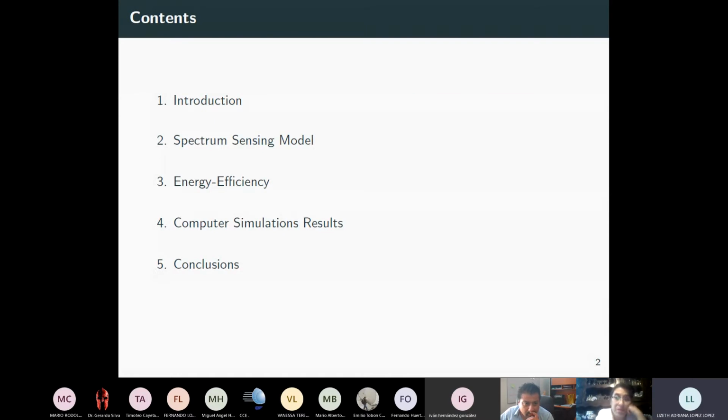and then I'm going to describe the spectrum sensing model that we are considering in this work, and then I'm going to talk about the energy efficiency, considering a local spectrum sensing scenario, and then a cooperative spectrum sensing scenario. Then I'm going to show you the results and give you some conclusions of the work.